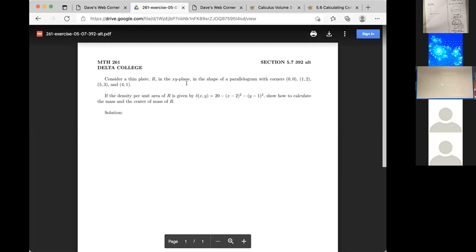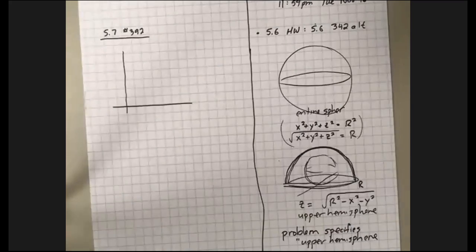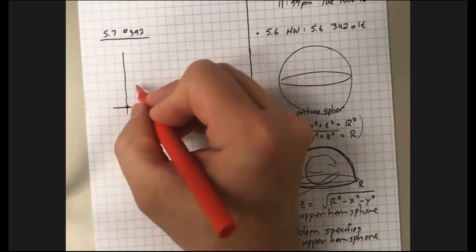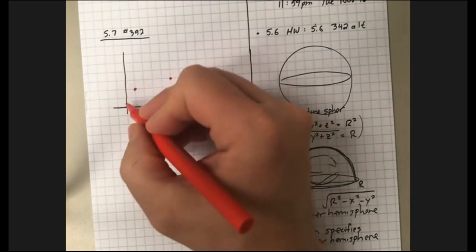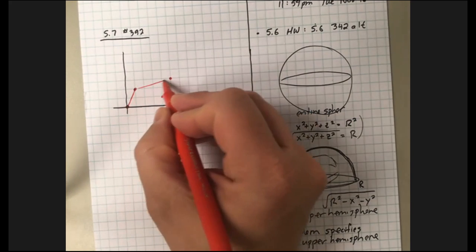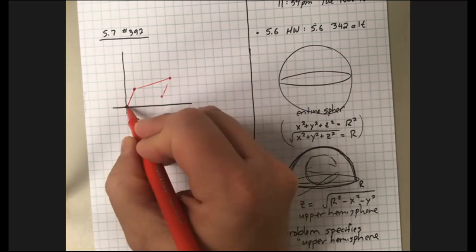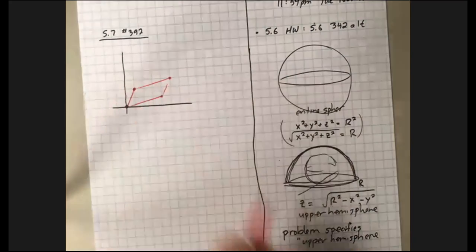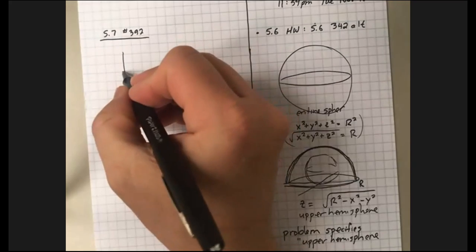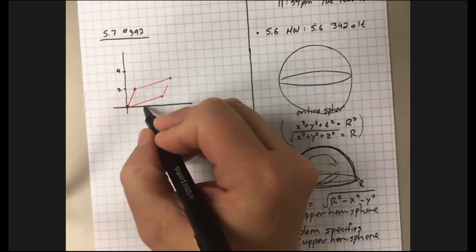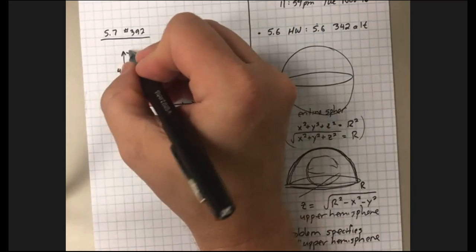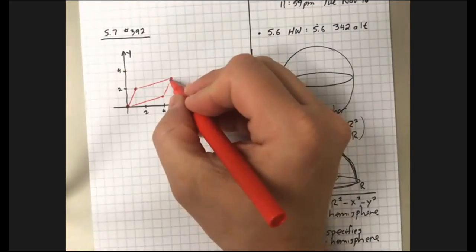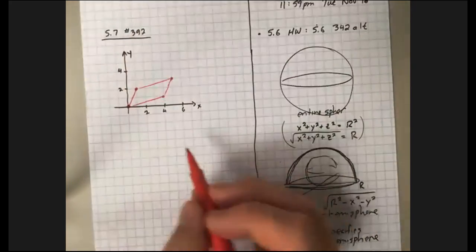This is the problem we're talking about, a parallelogram with certain corners and a particular density. So this parallelogram is with corners 0, 0, 1, 2, 5, 3, and 4, 1. So it looks like this. And we'll toss some scale on here. 4, 2, 2, 4, 6, x, y. Because this will lead into a good example to practice change of variables.